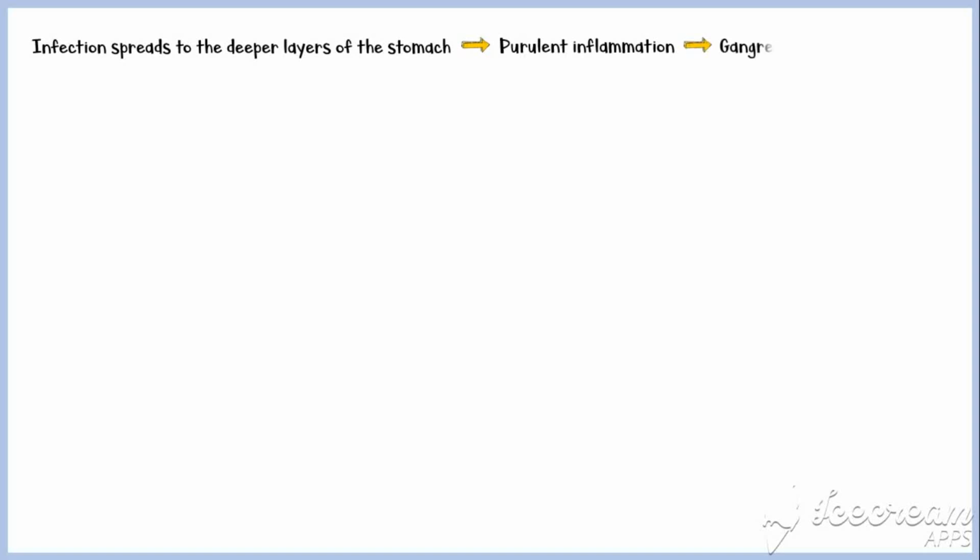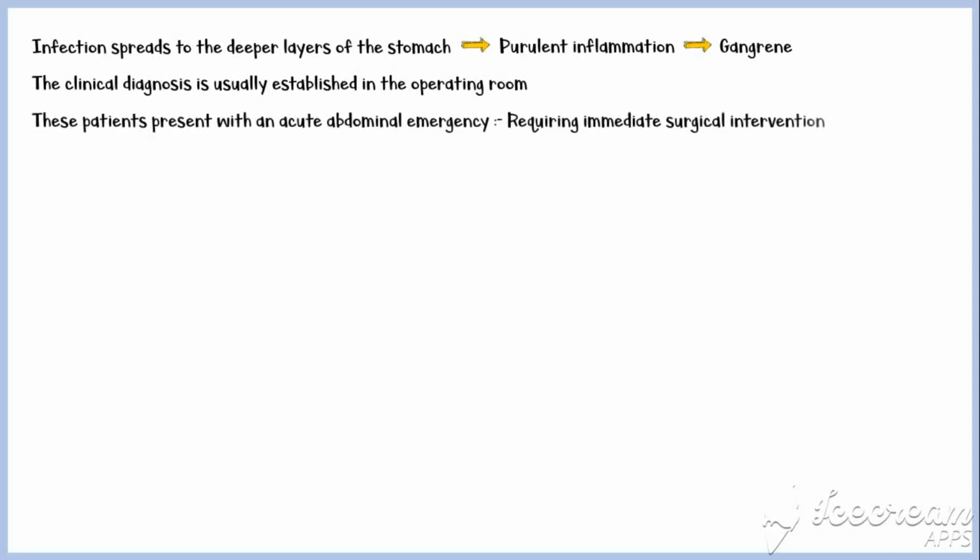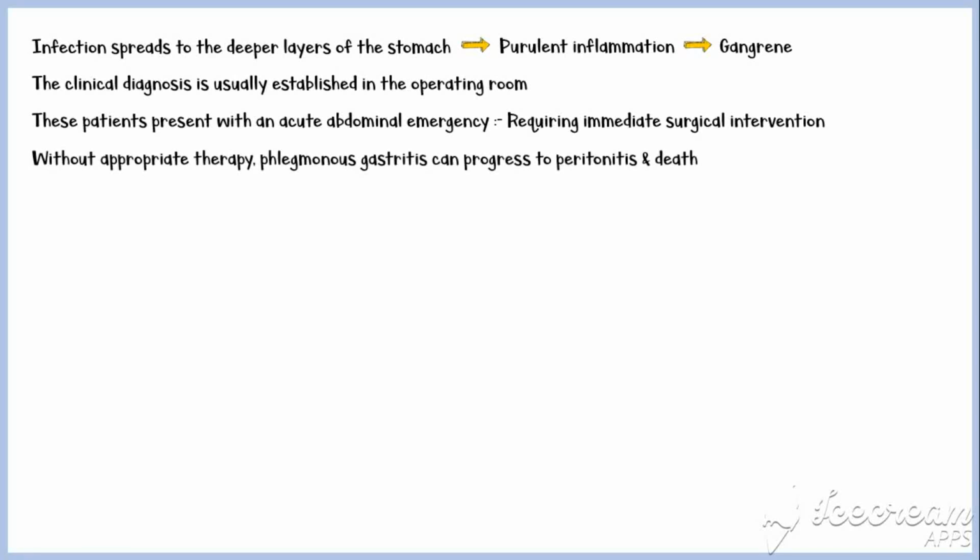In Phlegmonous gastritis, infection spreads to the deeper layers of the stomach, leading to purulent inflammation, followed by gangrene. The clinical diagnosis is usually established in the operating room, as these patients present with an acute abdominal emergency requiring immediate surgical intervention. Without appropriate therapy, Phlegmonous gastritis can progress to peritonitis and death.